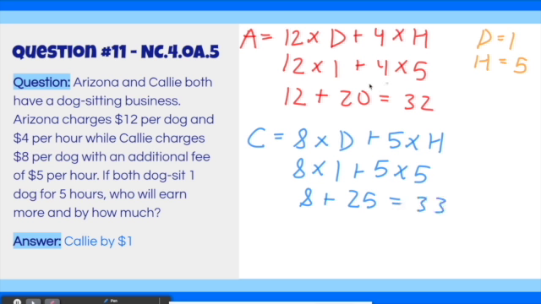So you can already see that Cali earns more money because 33 is greater than 32, but now you have to find how much more money that is. So to find that, you're just going to subtract 32 from 33. When you do that, you'll get 1. So Cali earns $1 more.